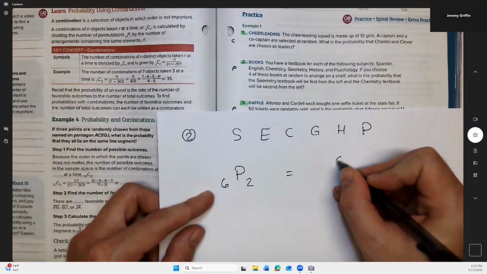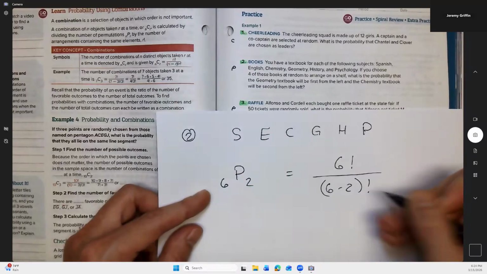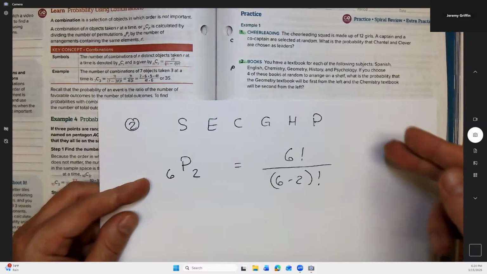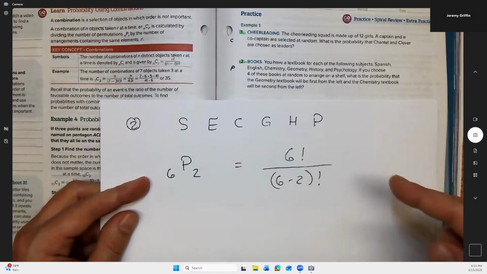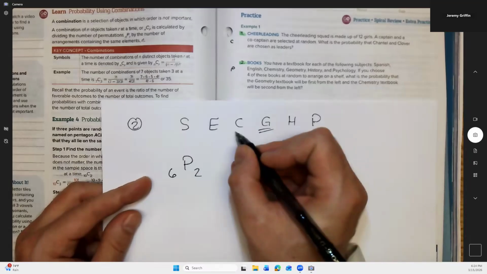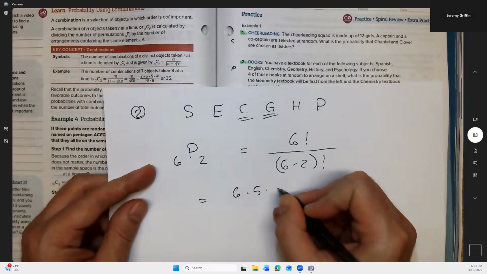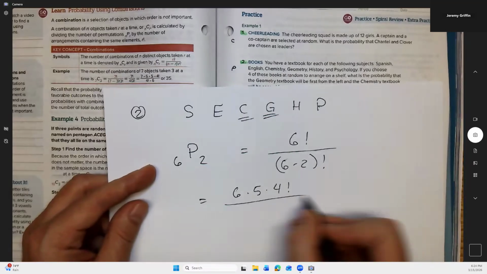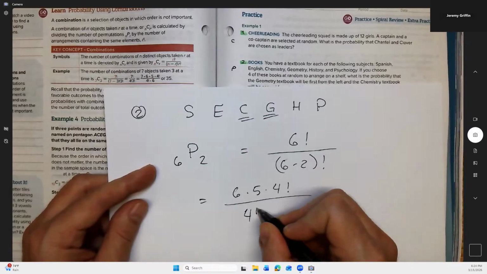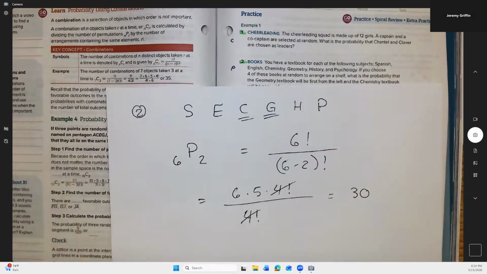So this is going to be 6 factorial over 6 minus 2 factorial, right? Remember, what this tells us is how many different ways can you have a left and a second to left out of these 6 books. And then to go one more step and say what's the probability of these two specifically, the geometry followed by the chemistry, we'll just do 1 out of that. Okay, so this is 6 times 5 times 4 times so on all the way down 3, 2, 1. And 6 minus 2 is 4. And then that's factorial, so 3, 2, 1. So it looks like there are 30 different ways.